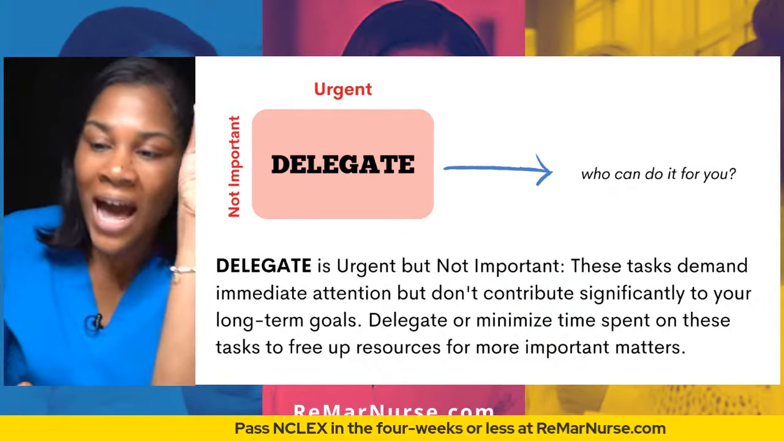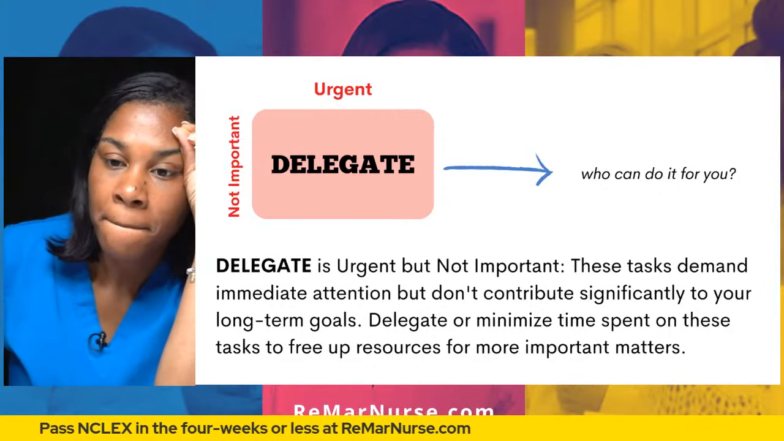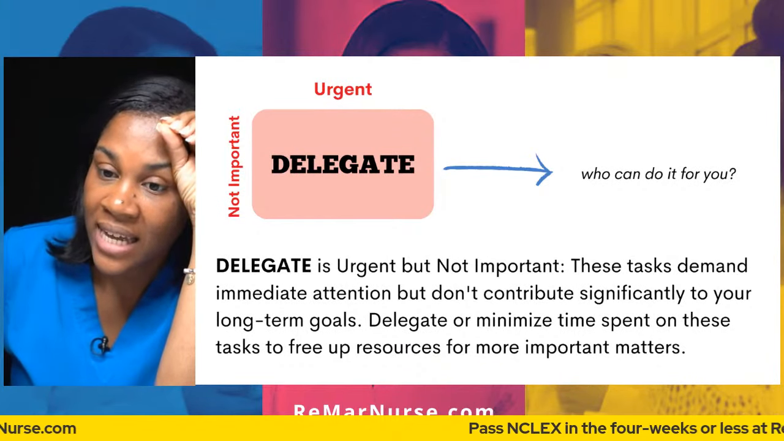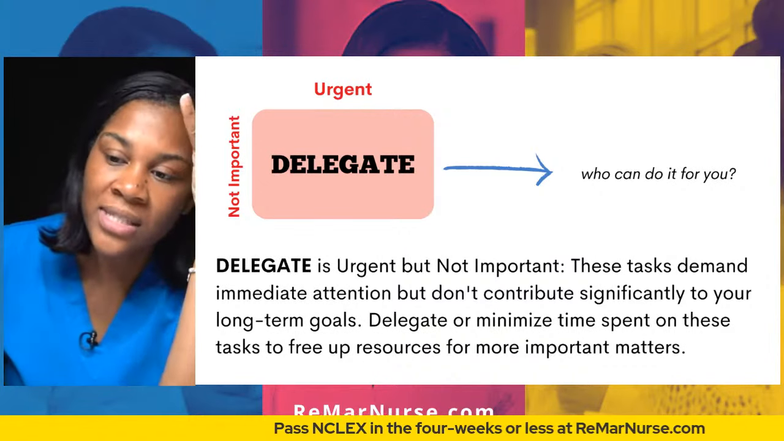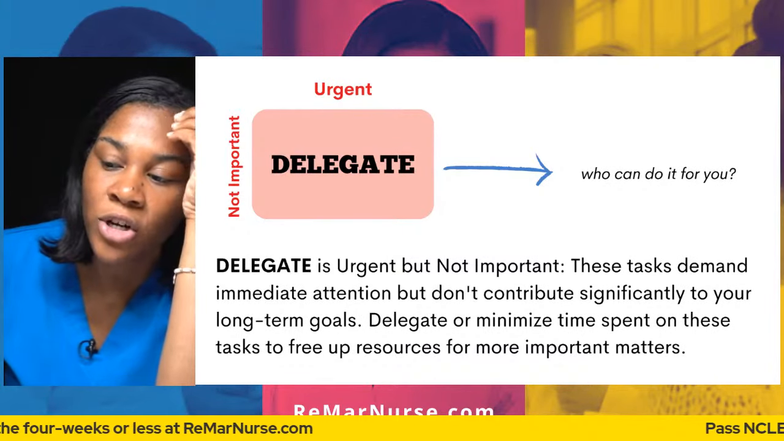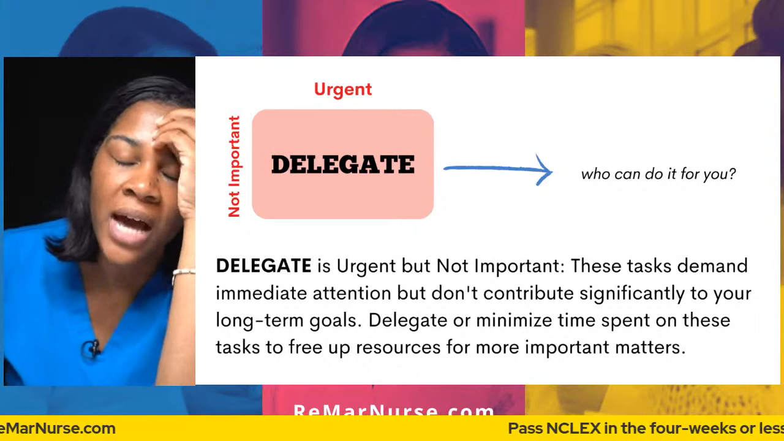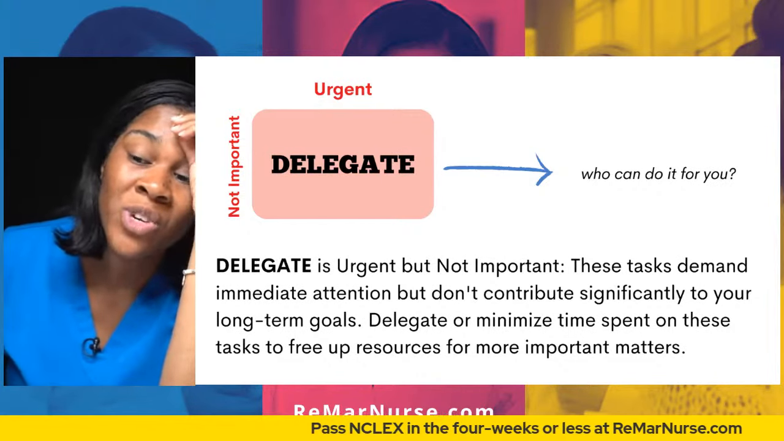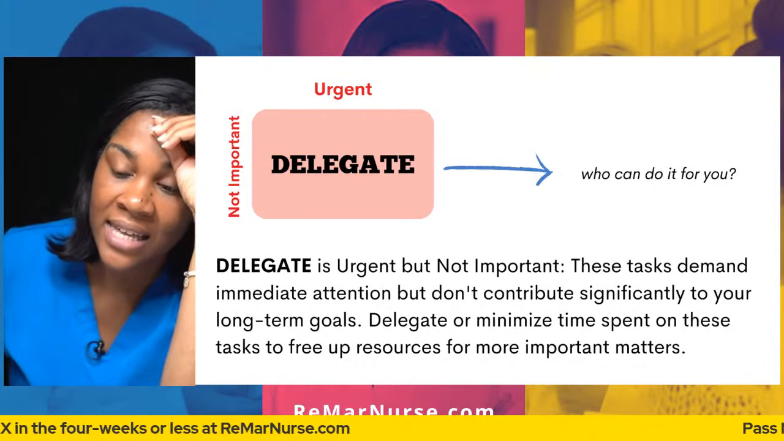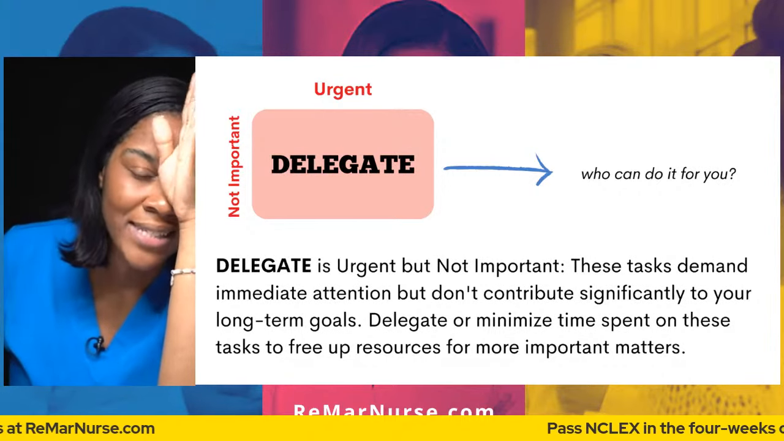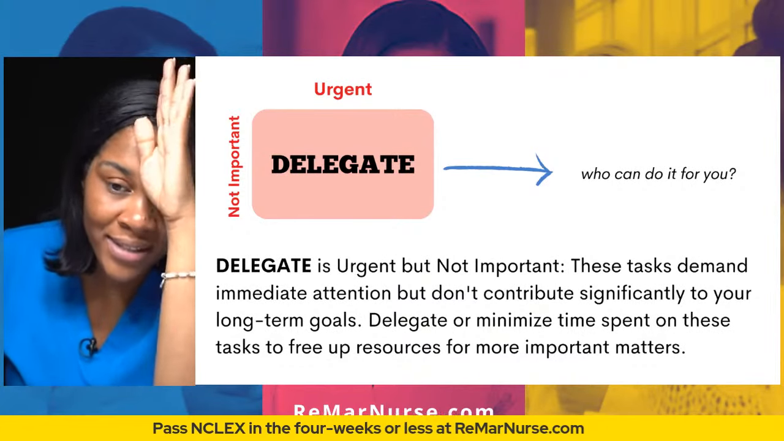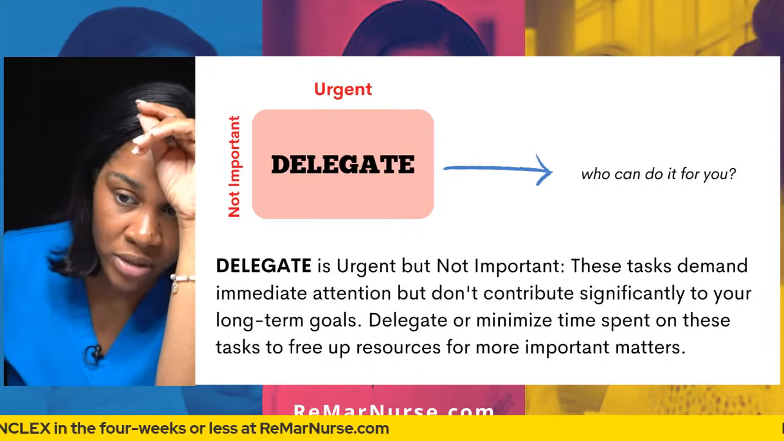Now, not important but urgent, you can delegate them, okay? Delegate urgent but not important. These tasks require immediate attention, but they don't contribute significantly to your long-term goals. These are the things that soak up your time. They're urgent, but they're really not that important, but they scream that they are important. So you need to delegate these things, or you need to really minimize the time you spend on them because, again, at the end of the day, they are not important to your long-term goals.